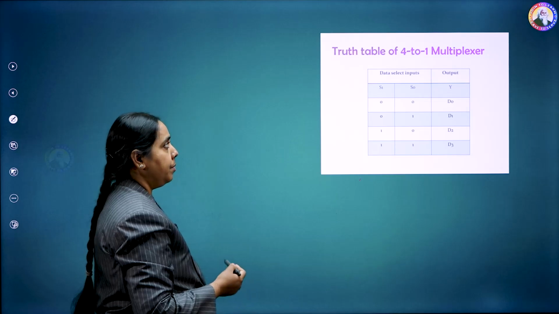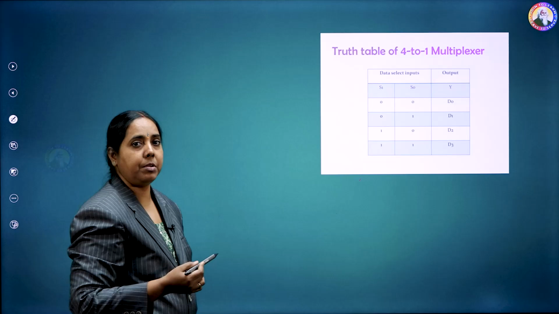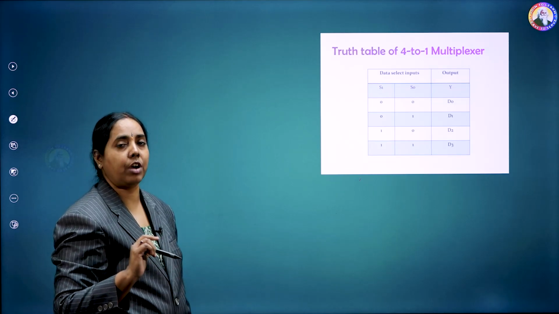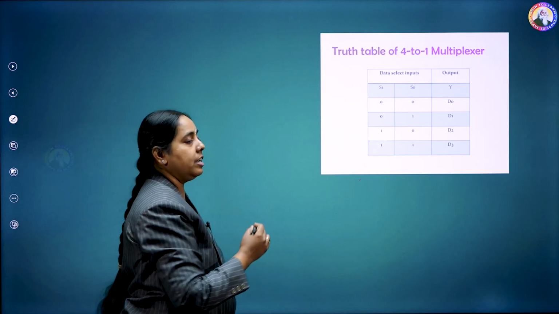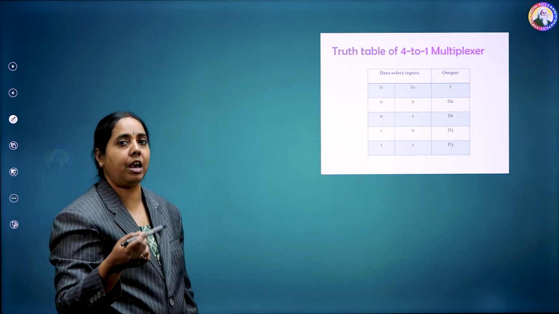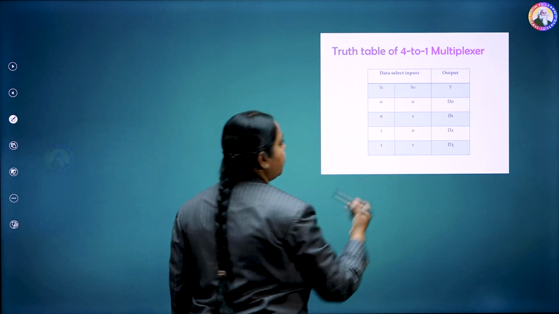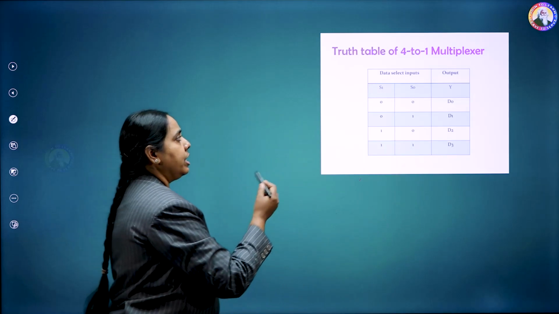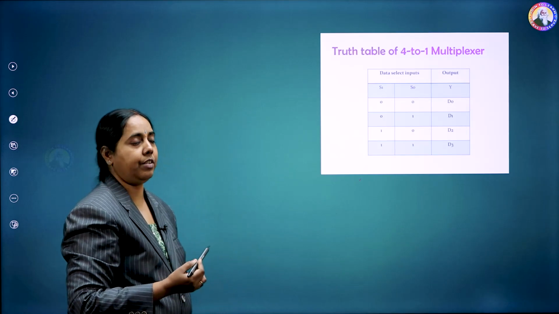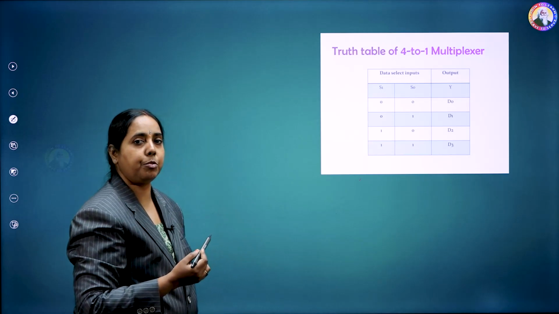Now if you see the truth table, S0, S1, here in the 4:1 multiplexer I am having 2 select lines, and each select line will carry only 1 bit of information. So 2 select lines means 2 bits of information. With 2 bits of information I will be having 4 combinations: 0 0, 0 1, 1 0, 1 1. So 0 0 represents the input D0, 0 1 represents the input D1, 1 0 represents the input D2, 1 1 represents the input D3.